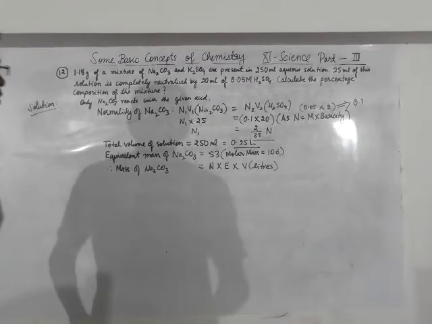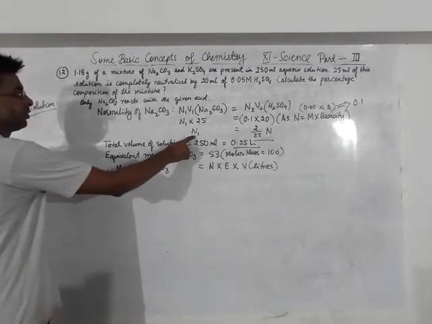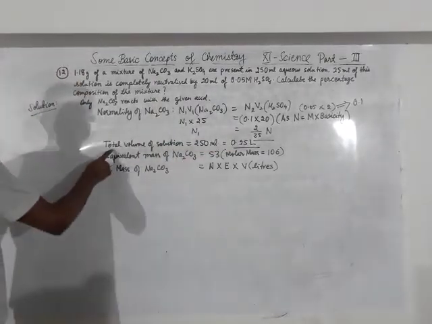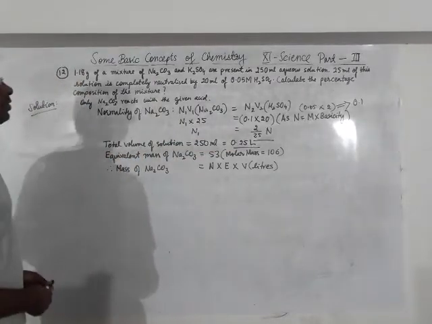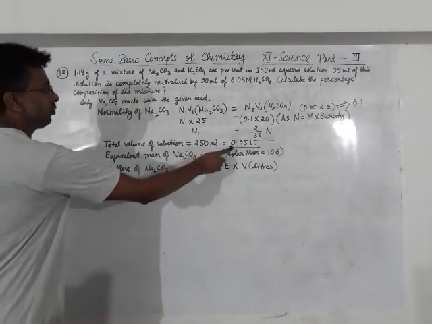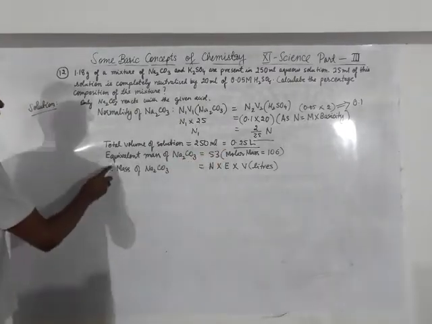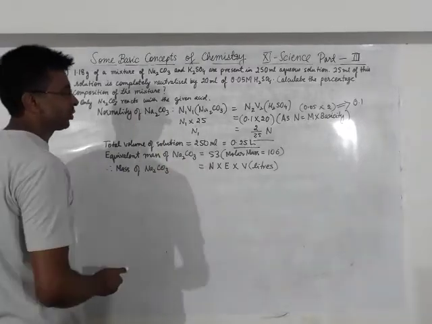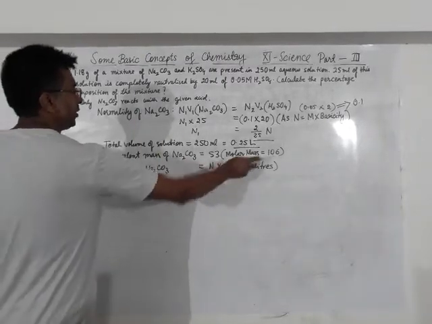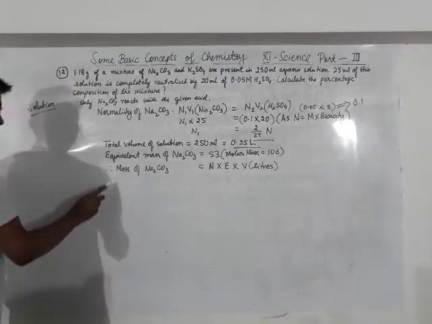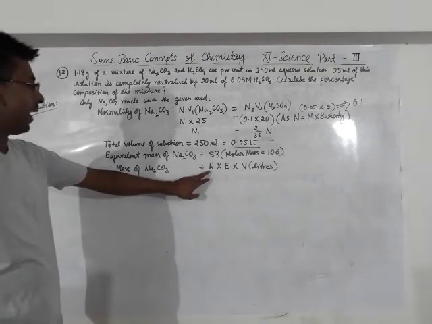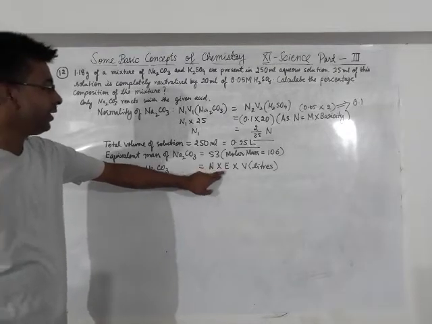Now, after we have obtained the normality of sodium carbonate solution, N1 is 2 by 25. The total volume of the solution given in the question is 250 ml, that is 0.25 liter. The equivalent mass of sodium carbonate is 53 from the previous question, 106 divided by 2. Therefore, finally, the mass of sodium carbonate can be obtained by using this formula, NEV.